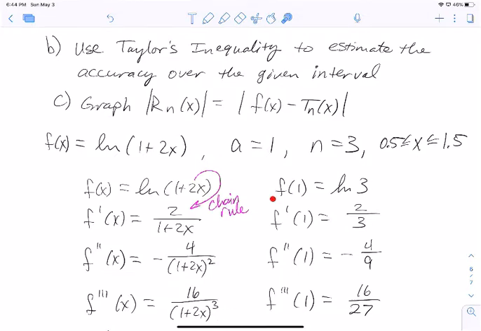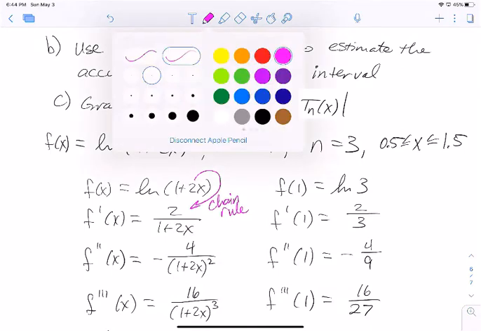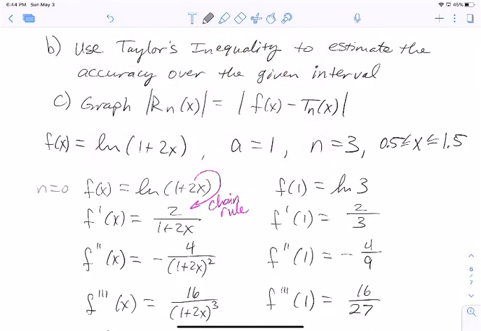Evaluating those for a equals 1, f of 1 is natural log of 3, f prime of 1 is 2/3, f double prime of 1 is -4/9, f triple prime of 1 is 16 over 27. I should note here that our values were n equals 0, n equals 1, n equals 2, and n equals 3. That's what we need for T sub 3, the third degree Taylor polynomial.